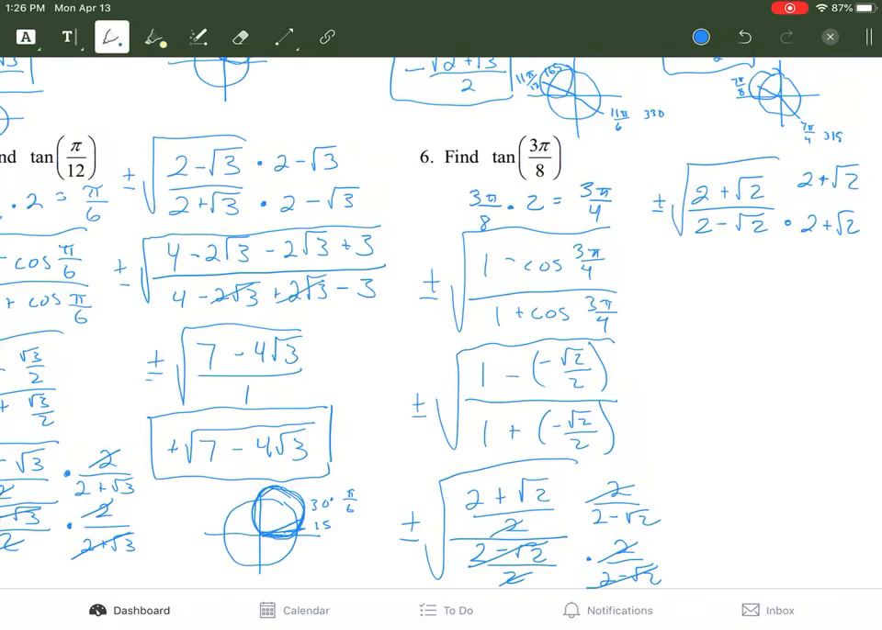If we multiply it out, on top, 2 times 2 is 4. 2 times root 2 is 2 root 2. Root 2 times 2 is again 2 root 2. And root 2 times root 2 is root 4, which is 2. On the bottom, 2 times 2 is 4. 2 times root 2 is positive 2 root 2. Negative root 2 times positive 2 is negative 2 root 2. And negative root 2 times positive root 2 is negative root 4, which is negative 2.